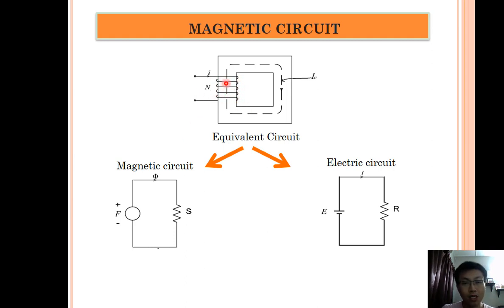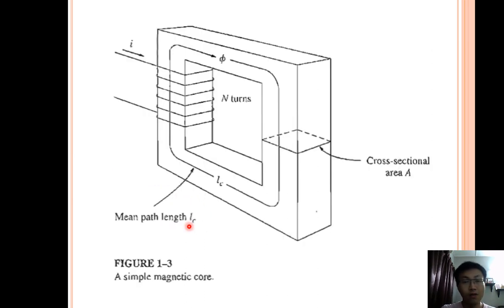So we can put analogous or equivalent. For example, this is the source to create the flux. So we have an MMF generated with the positive at the top, negative at the bottom, so that the flux flows through from here, then goes back to this side. Then this is what we call reluctance instead of a resistance. So we have an equivalent circuit. Then this is a simple magnetic core.